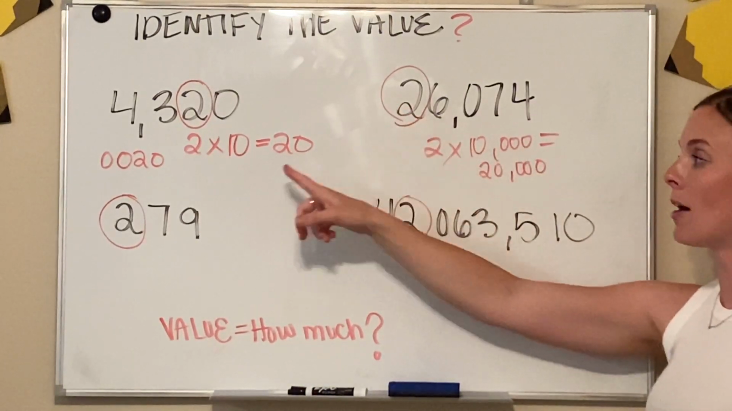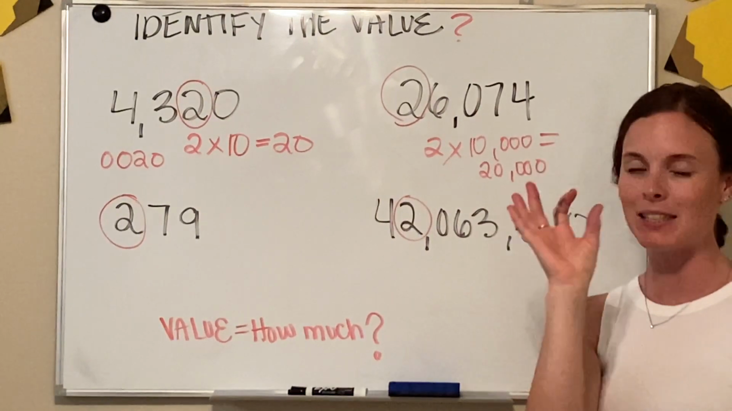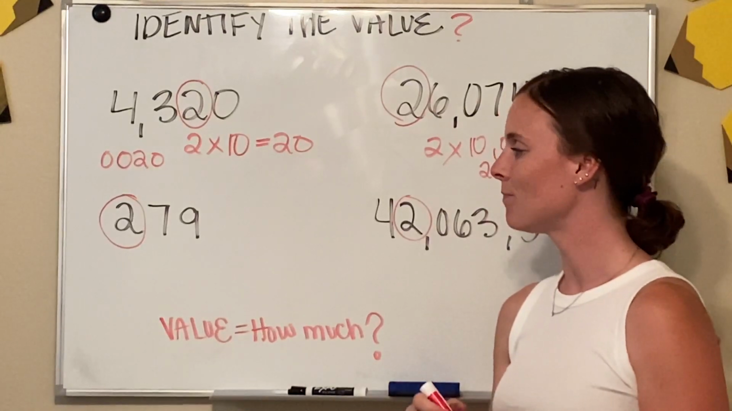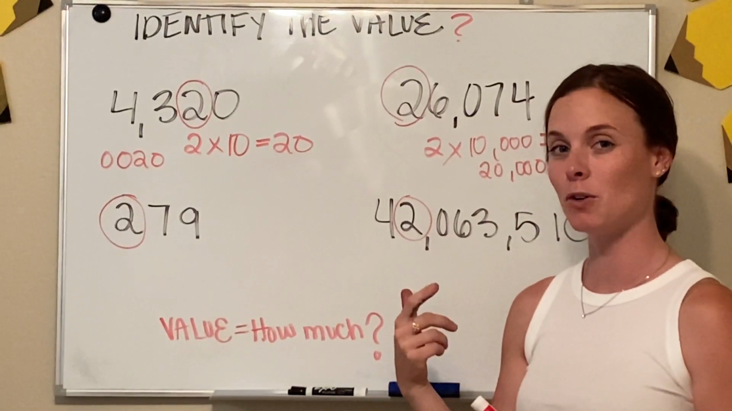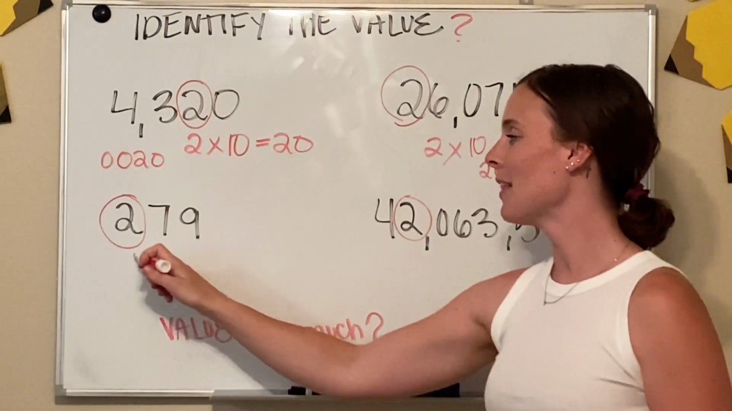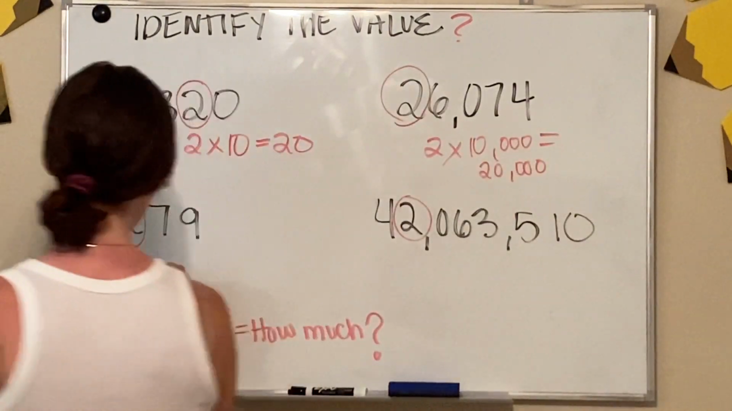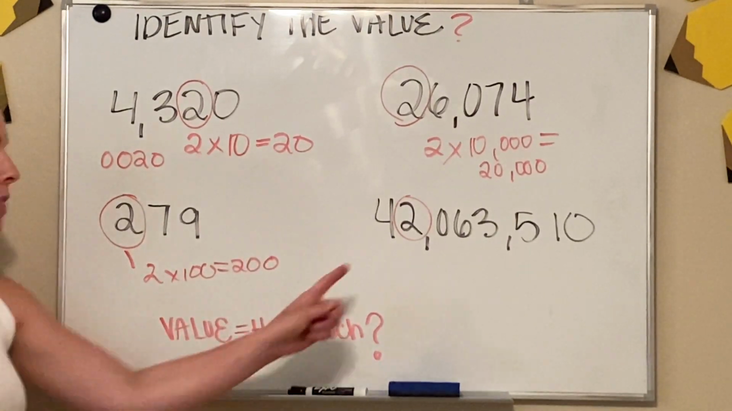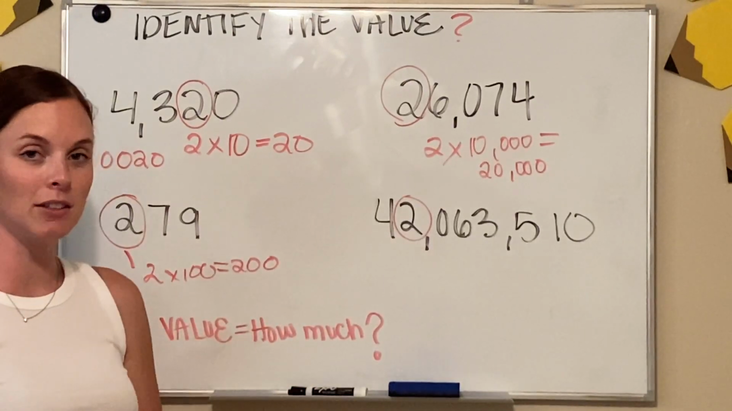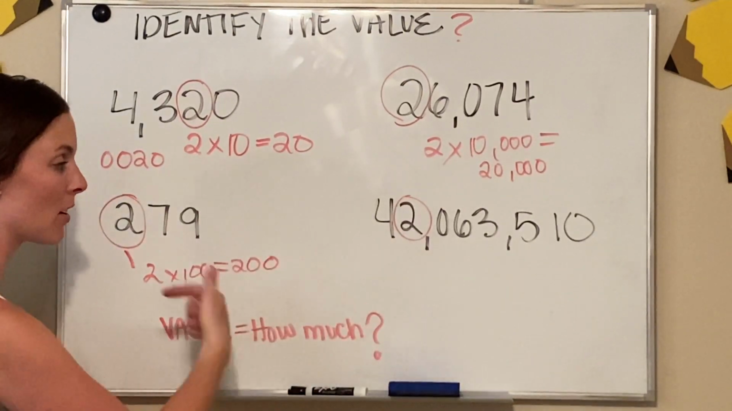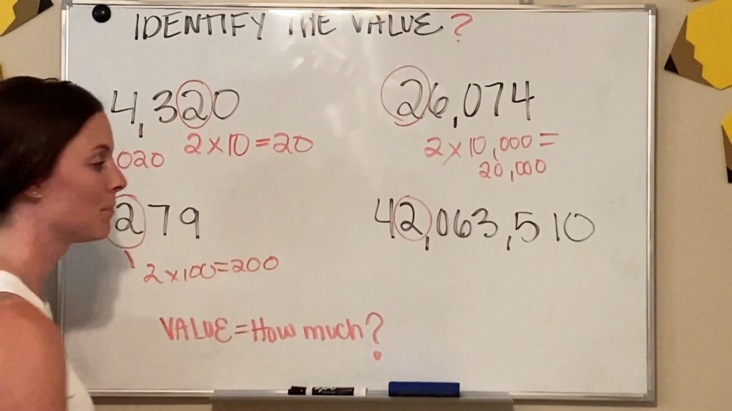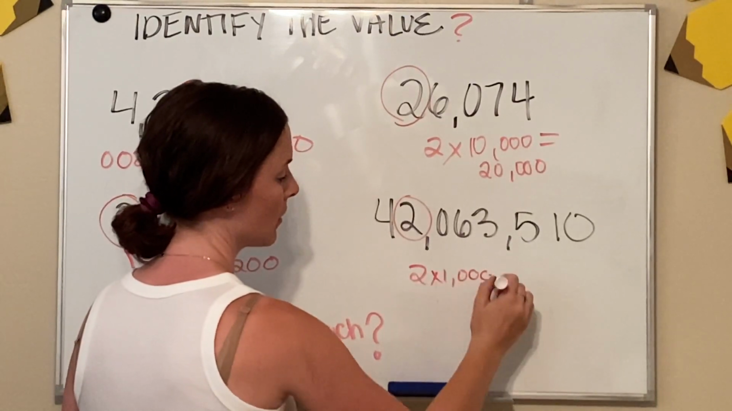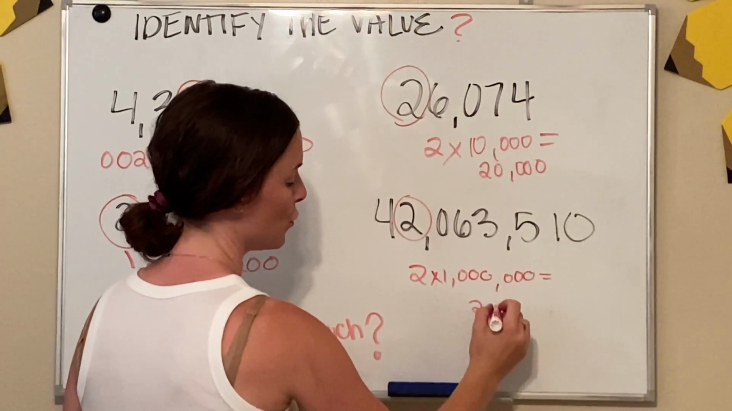This 2 is worth a lot more than this 2, based on what place it's in the number, okay? So down here, 279. Did you hear me say the place out loud when I say 279? This 2 is in the hundreds place. So I can do 2 times 100, and the value then would be 200. This 2 is a little bit further down the line to the left as the numbers get bigger. It's in the millions. 2 times 1 million would give me 2 million.